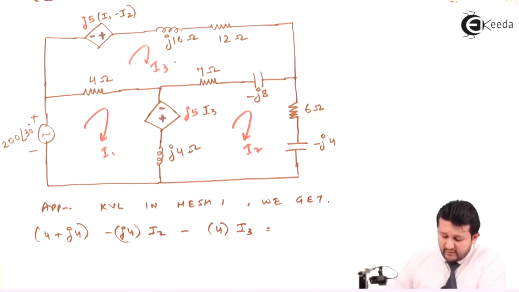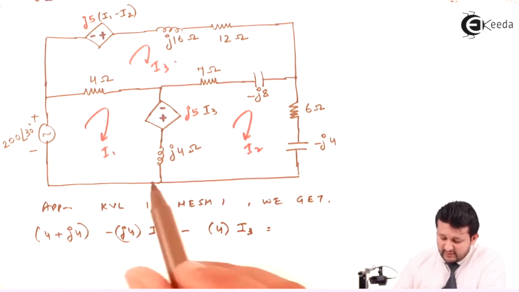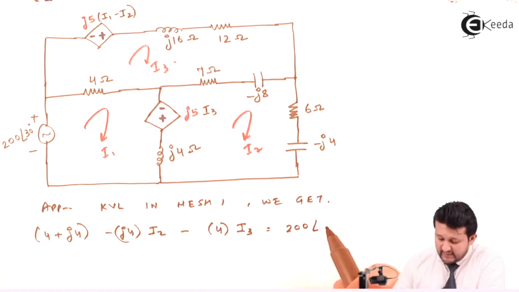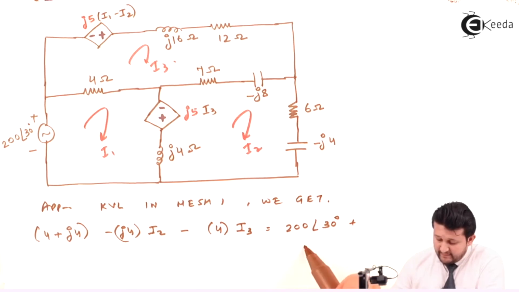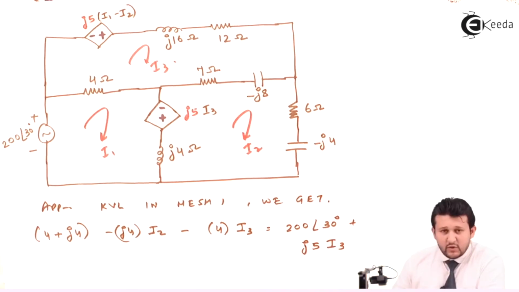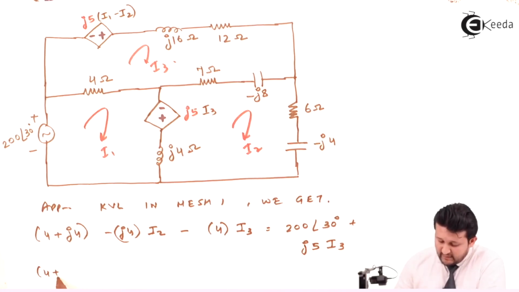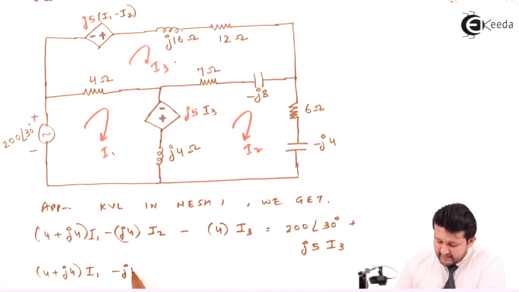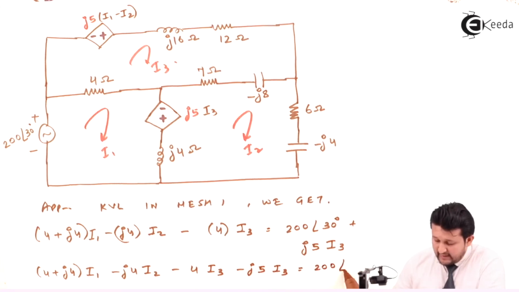Equal to, you'll have a voltage source. So in mesh 1, you'll have two voltage sources. Your current enters into negative, so you will write positive. Your current enters into negative, you will write positive. That will be j5 I3. The rule says that on the right side of the equal sign there should be only numbers. All your variable terms should be shifted towards the left. So the equation would be (4 plus j4) I1 minus j4 I2 minus 4 I3 minus j5 I3 equal to 200 angle 30. That will be our equation number 1.